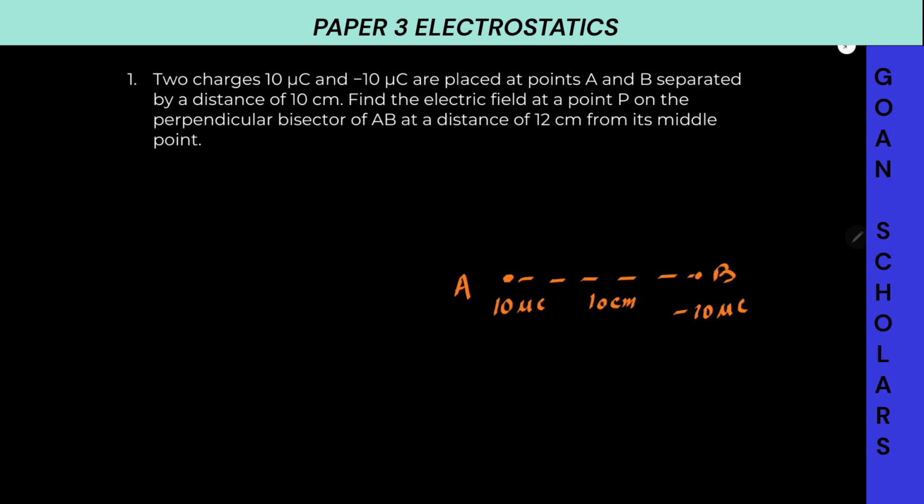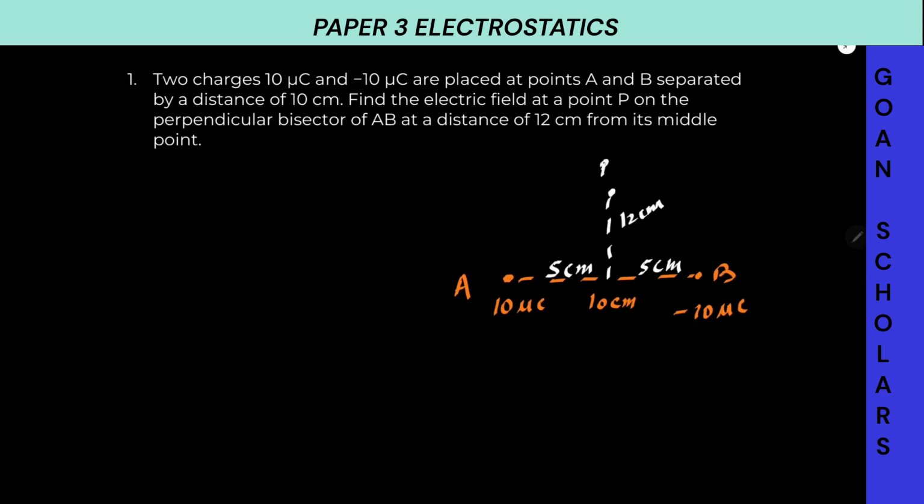Great. Find the electric field at a point P on the perpendicular bisector of AB. Perpendicular bisector means equatorial plane. So on the perpendicular bisector, let's take a point P and let's assume that this is perpendicular and it is bisecting. Bisecting means this will be 5 centimeter and this will also be 5 centimeter. Great. So we have to find the electric field, and this point P is at a distance of 12 centimeter as per the question. So P is at a distance of 12 centimeter from the midpoint of AB. We have to find the electric field.